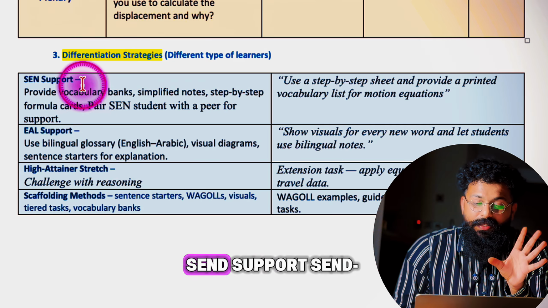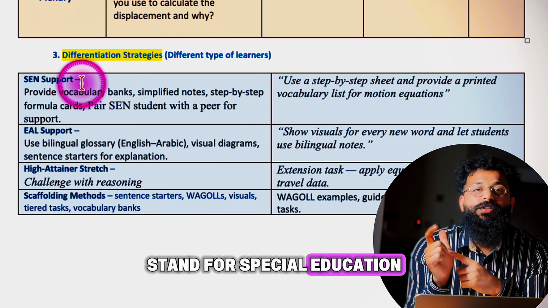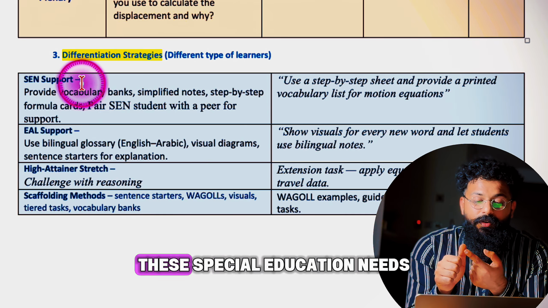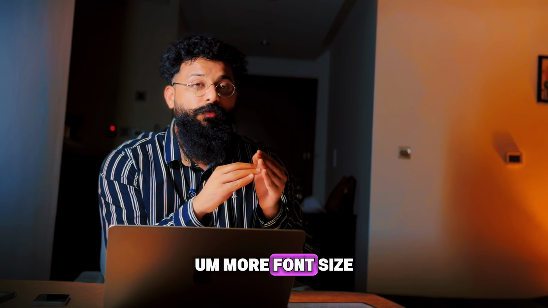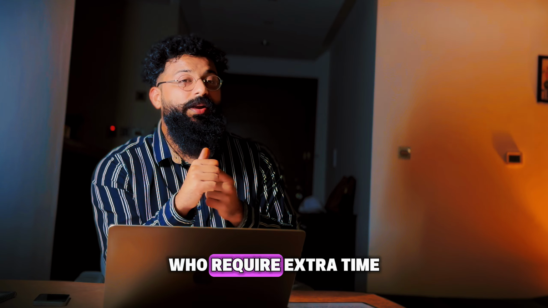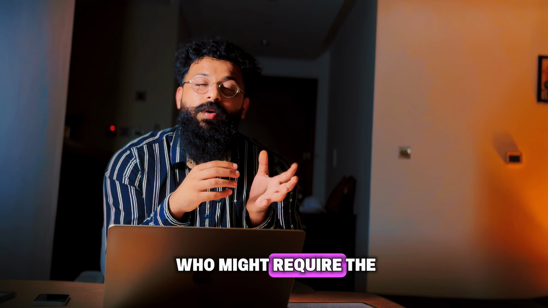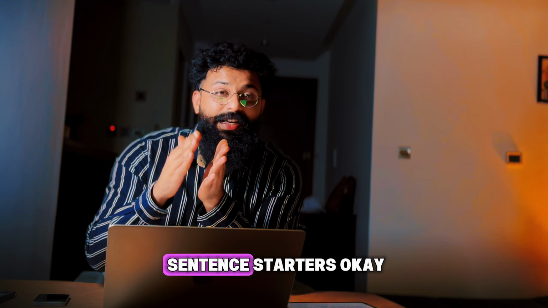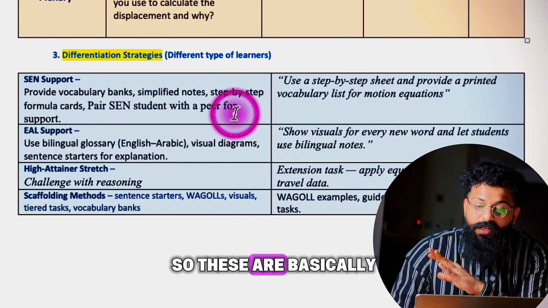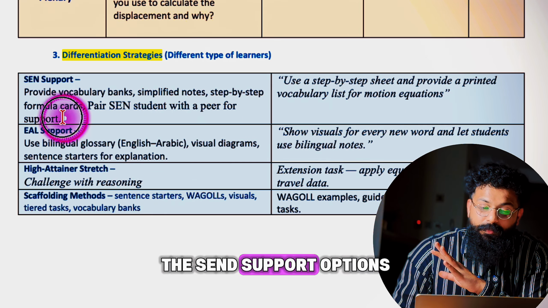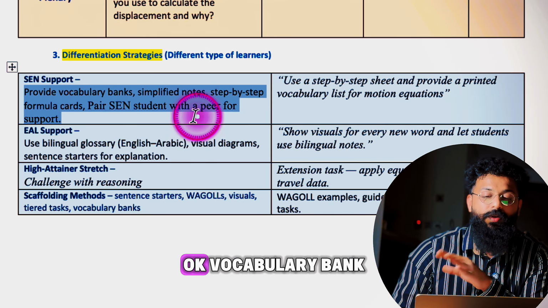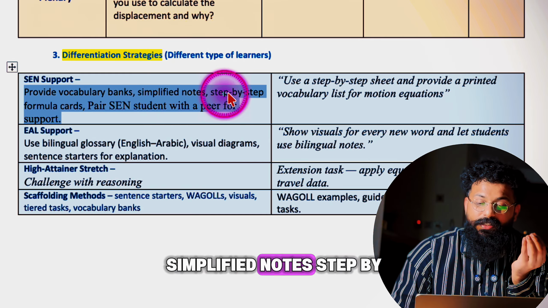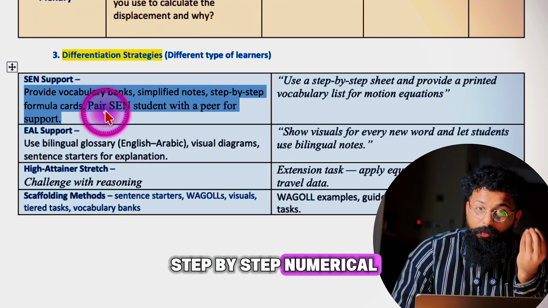SEN support. SEN stands for special education needs, okay? Now these special education needs are basically the kids who may require a larger font size, who require extra time, who might require vocabulary, who might require sentence starters, okay? So these are the SEN support options which you can provide: vocabulary bank, simplified notes, step-by-step formula or step-by-step numerical steps.